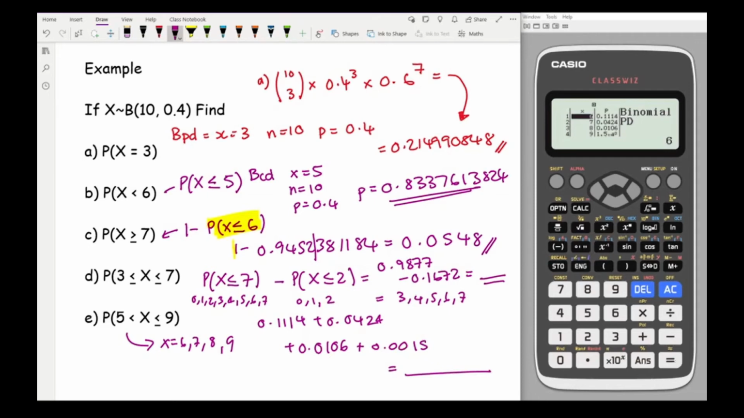And again, another alternative using the BCD mode would be recognizing that this is going to be equal to the probability of where x is less or equal to 9 minus the probability that x is less or equal to 5. So this includes the numbers of 0 to 9, and this will include the numbers of 0 to 5, leaving me with the numbers of 6 to 9. And that's the type of manipulation that you want to work with.